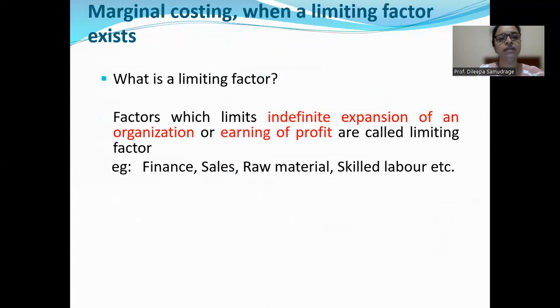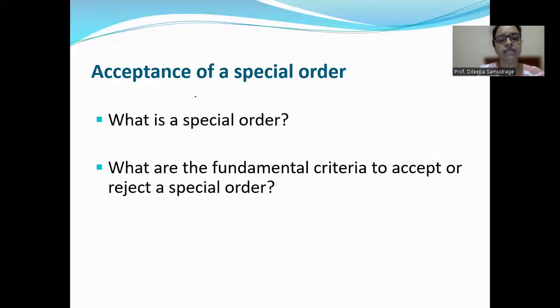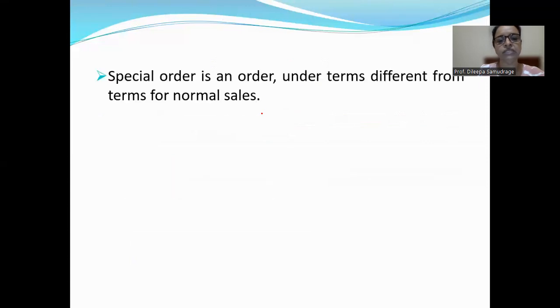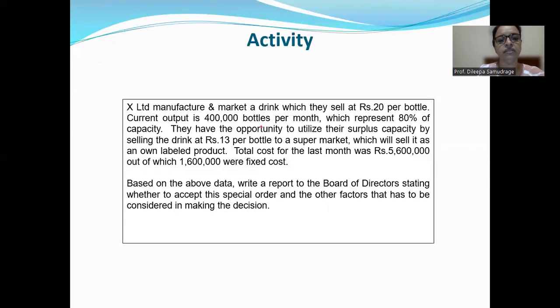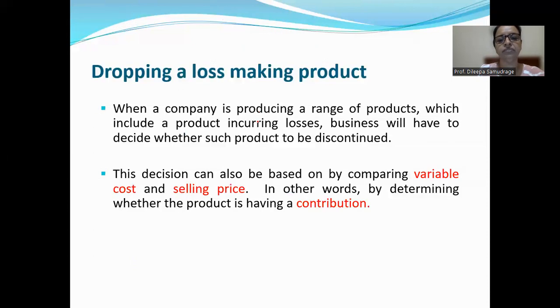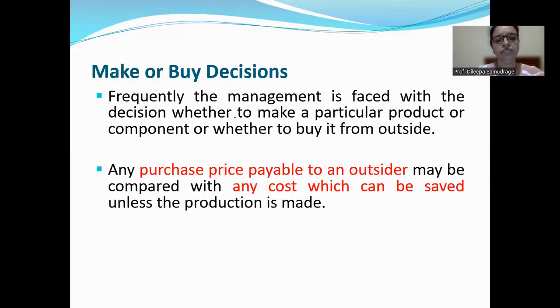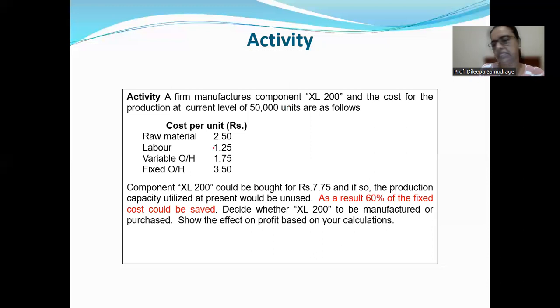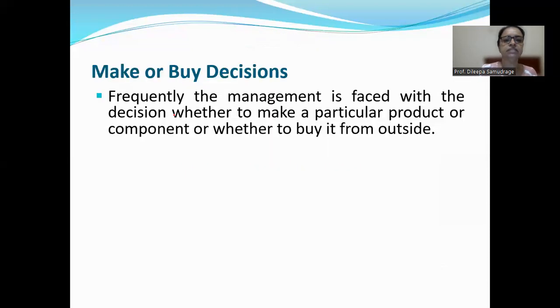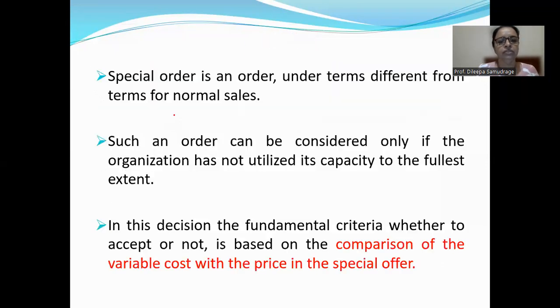The first one is marginal costing when limiting factor exists. The second one is acceptance of a special order. This is the question. Then the third one is dropping a loss-making product. Then the fourth one, make or buy decision. So you have 4 questions, right?